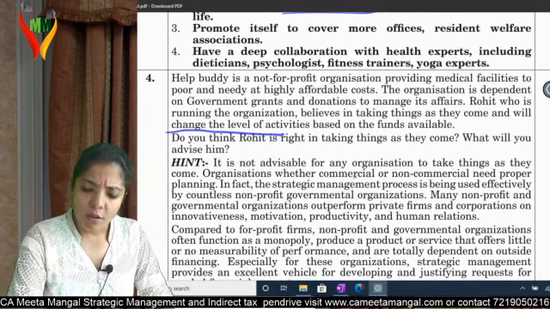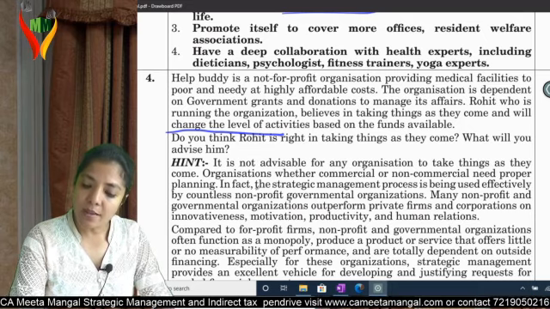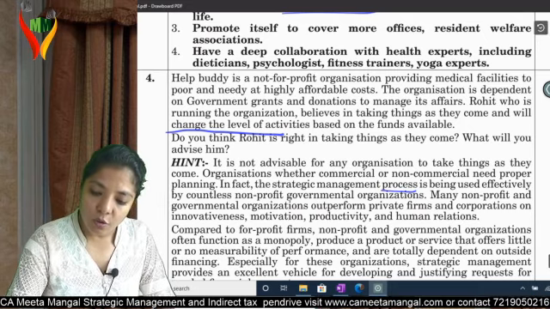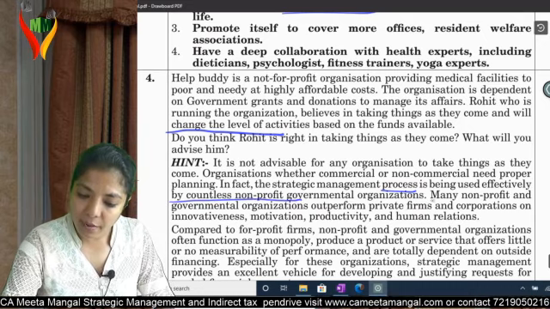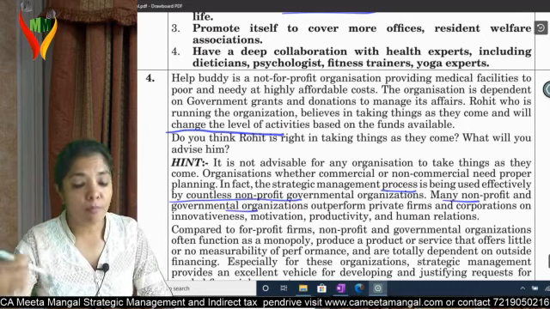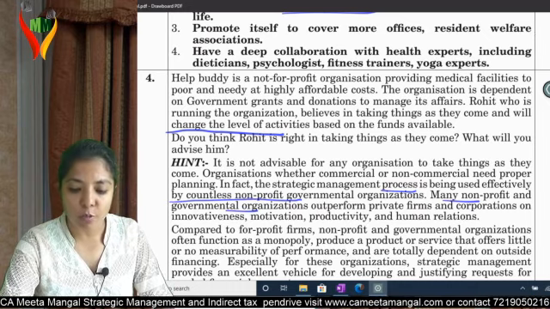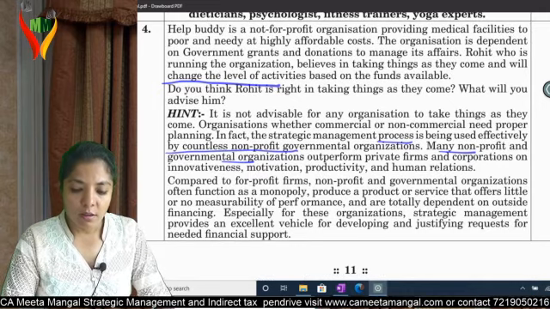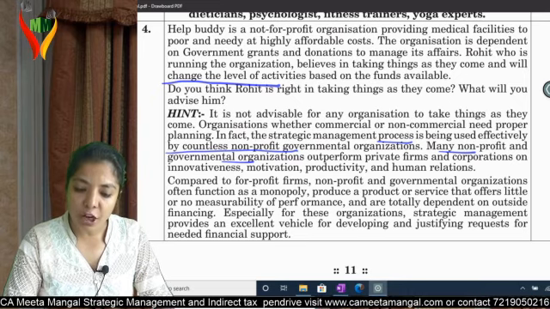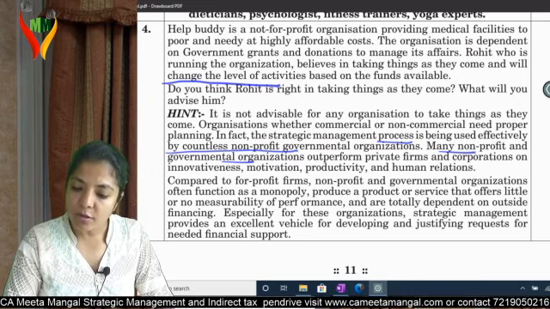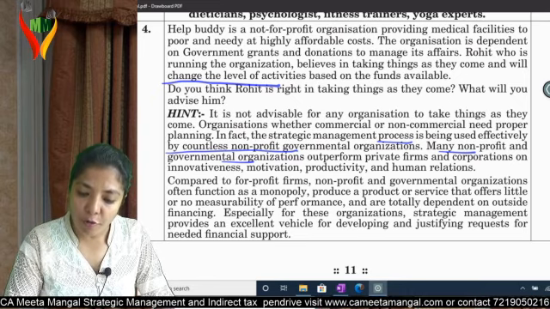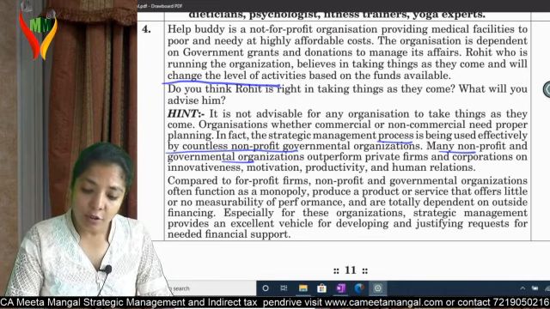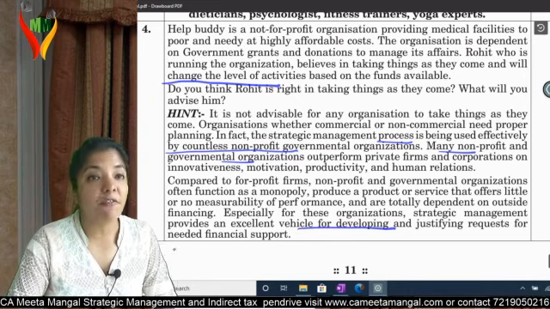It is not advisable for a company to take things as they come. Companies, whether commercial or non-commercial, need proper planning. In fact, the SM process is being used effectively by countless NPOs. Many NPOs and government companies outperform private firms and corporations on innovations, motivation, productivity, and human relationships. Compared to profit firms, NPOs and government companies often function as a monopoly, produce a product or service that offers little or no measurability of performance, and are totally dependent on outside financing. Especially for this, strategic management provides an excellent vehicle for developing and justifying requests for needed financial support.